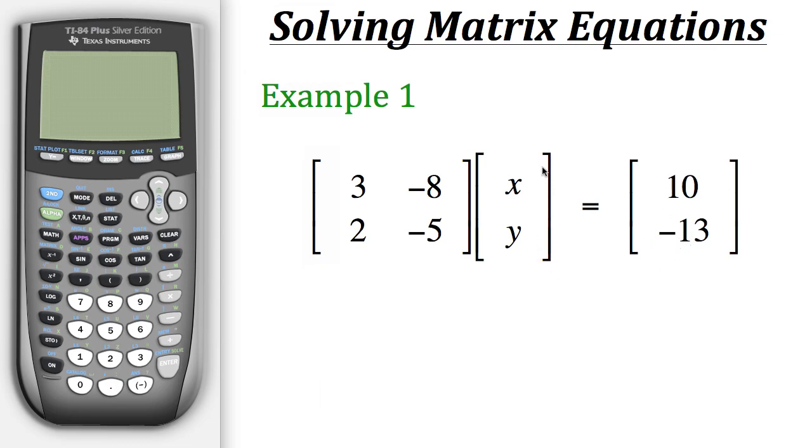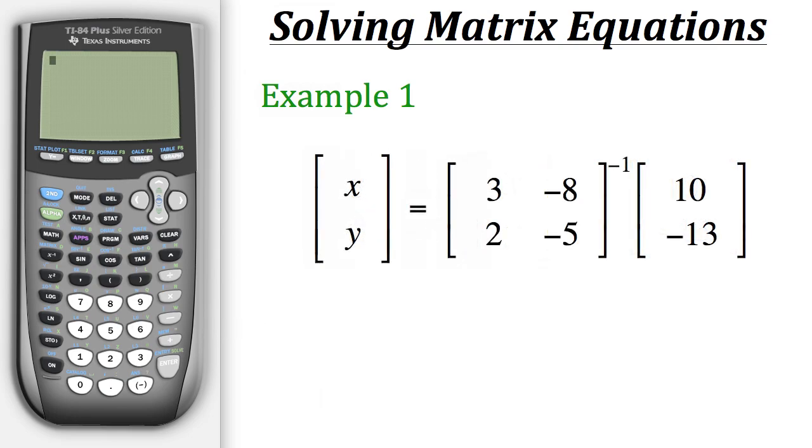Now if we want to be able to solve for these variables, we need to get that matrix by itself. So to do that, we would need to multiply both sides by the inverse of this coefficient matrix, giving us this matrix equation as a result. Now at this point, we're ready to put the data into our calculator.